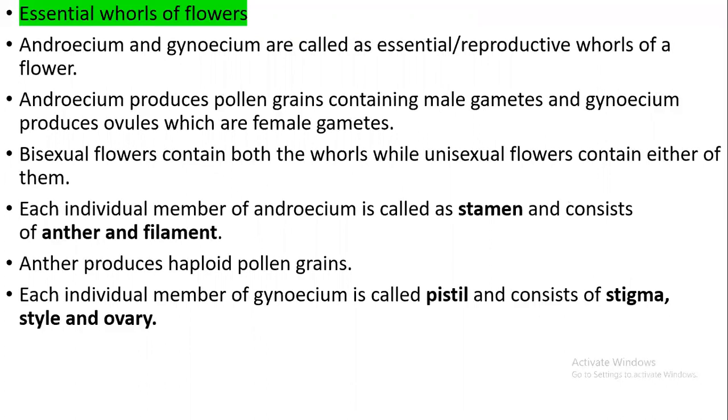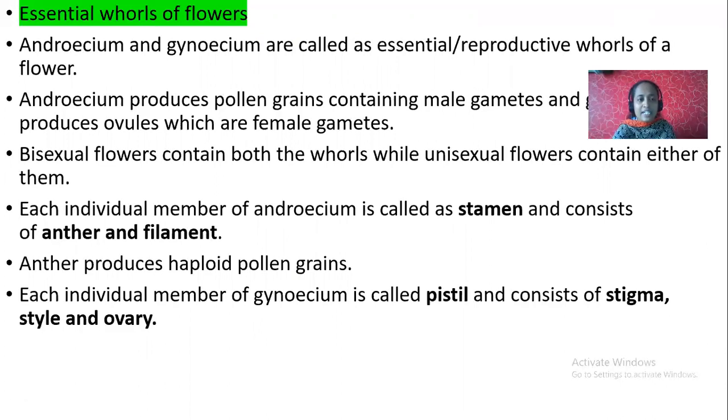Bisexual flower. What is meant by bisexual flower? Bi in the sense two, sexual in the sense sexes. So the flower which contains both the sexes, that is male and female parts, is called a bisexual flower. Bisexual flowers contain both the whorls, while unisexual flowers contain either of them. Unisexual flowers contain either androecium or gynoecium, but not both. But bisexual flowers contain both androecium as well as gynoecium.